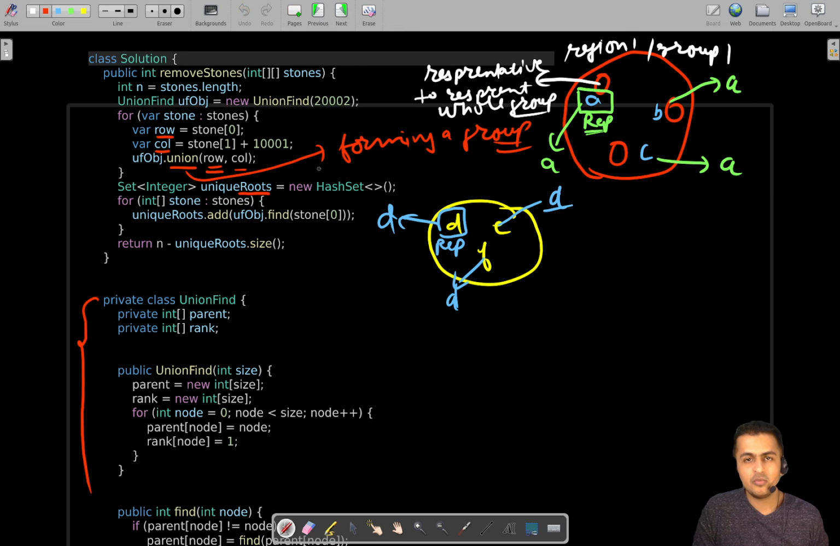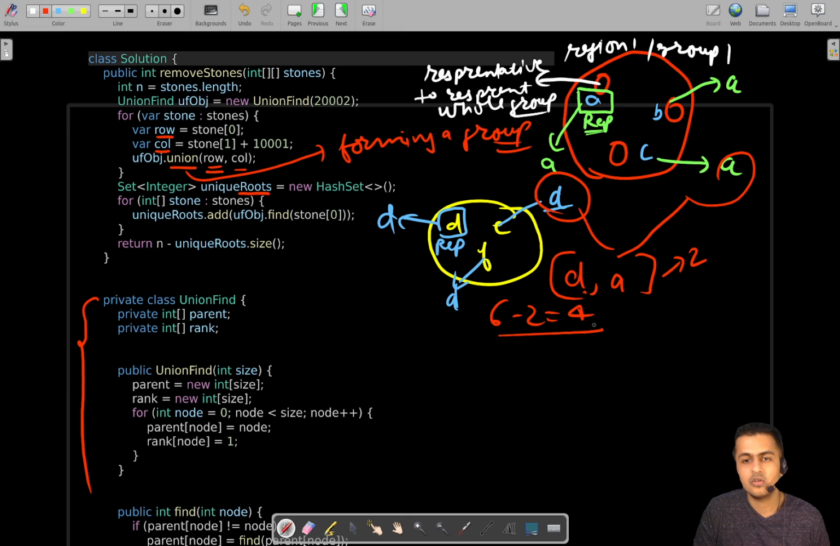Then once you form the groups and you have group representatives, the number of distinct group representatives, or the number of distinct roots, will be the number of connected components. See here, only two distinct representatives were there, D and A, so the size was 2. In all, let's say there are 6 stones, so 6 minus 2 will be 4. Maximum 4 stones you can remove. You should keep at least one stone remaining in this group and one stone remaining in this group. So this is the whole logic.